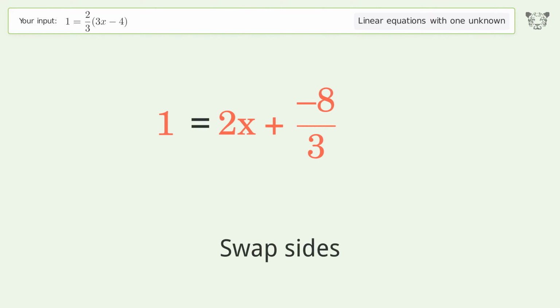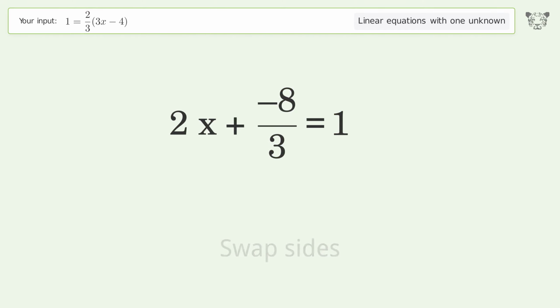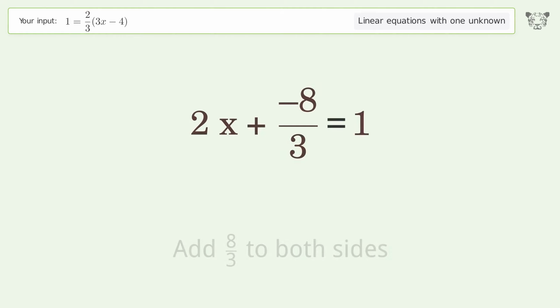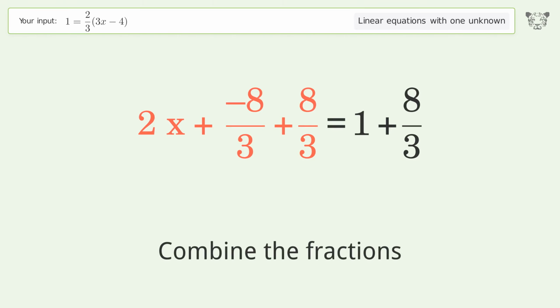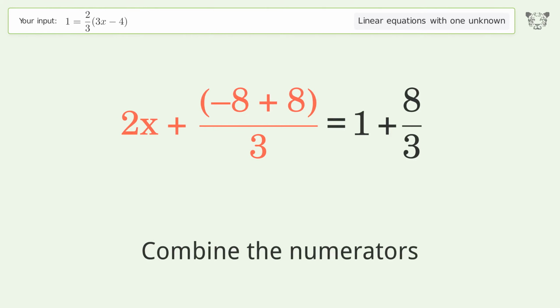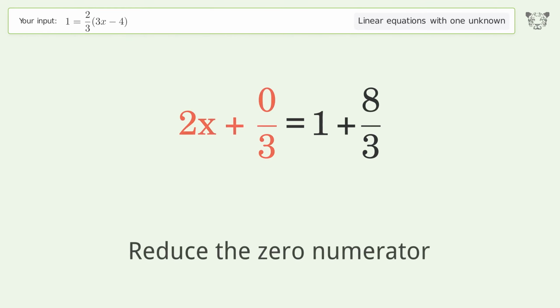Swap sides. Group all constants on the right side of the equation. Add 8/3 to both sides. Combine the fractions. Combine the numerators. Reduce the zero numerator.